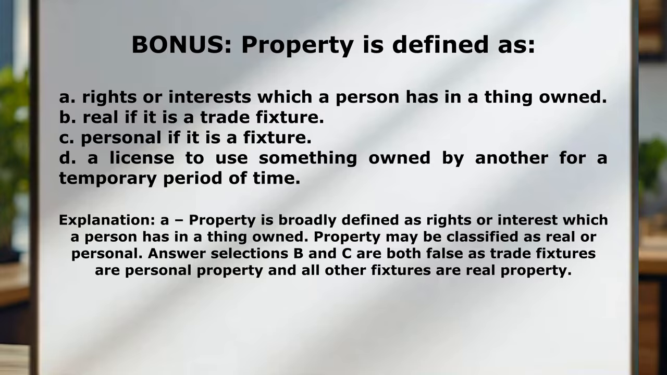Answers B and C are just wrong. So the answer is A. Rights or interests which a person has in a thing owned. Perfect. Now that we're done with this section, let's move on to the next.